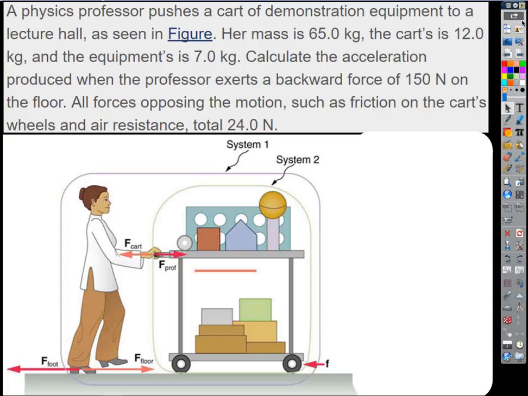External or internal force? Internal, right? So that's one we don't really need to worry about. If we're talking about everything together, this is all considered part of one system, and that's internal to the system. Maybe the professor's hands are glued to the cart. We don't know, and it's irrelevant. They're one and the same for the purpose of this discussion. Does that make sense? It might as well just be a motorized cart. Okay, but she's the motor.